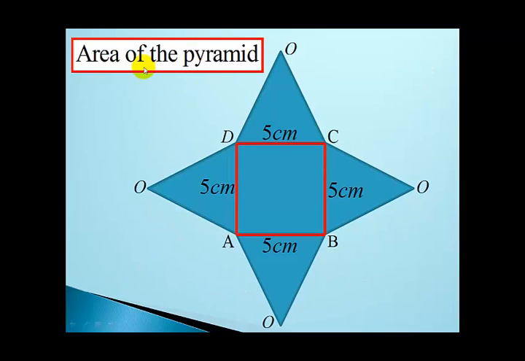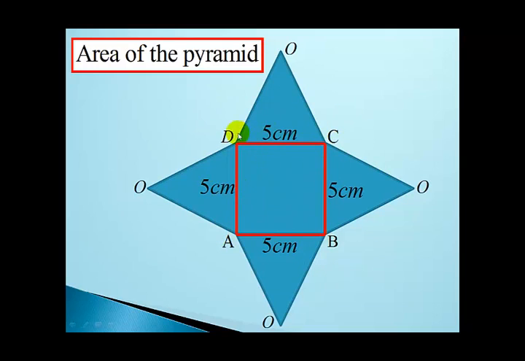Now let's look at the area of the pyramid. We said that the area of the pyramid is equal to the area of the net of the pyramid. That is when we carefully dismantle the pyramid. This is the shape we are going to form, and we call this the net of the pyramid.